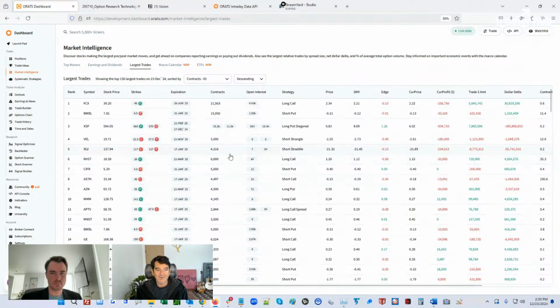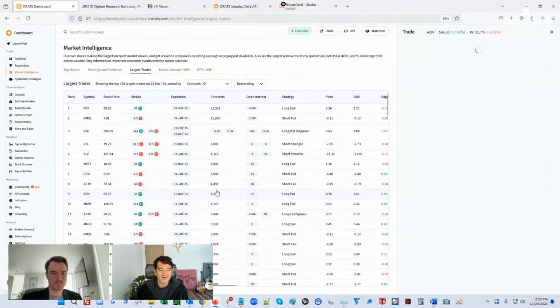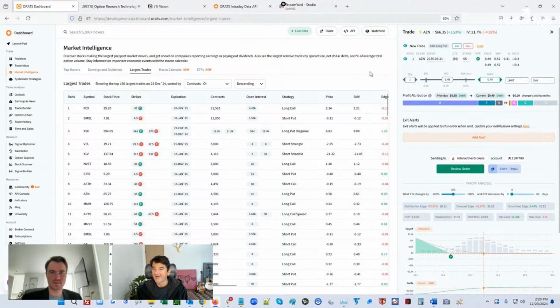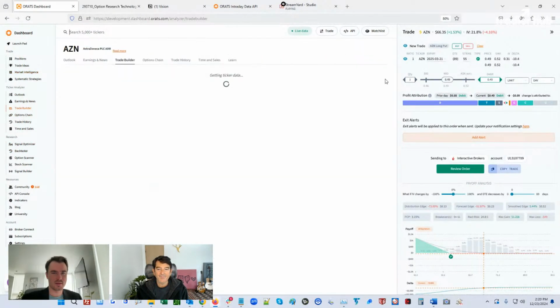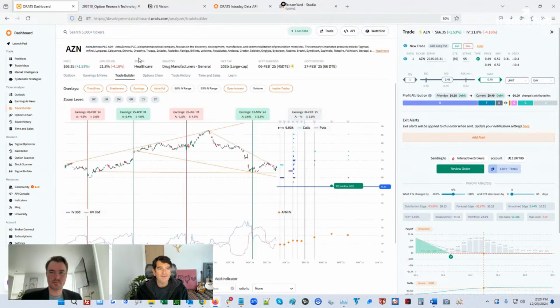VEL's 12 times. That's the straddle. CIFR selling that put, and then here's AutoZone. I think they just moved out of California, so I'm a fan. All right, so let's see what they're doing here. Oh no, sorry, this is AstraZeneca. Okay, forget what I just said.